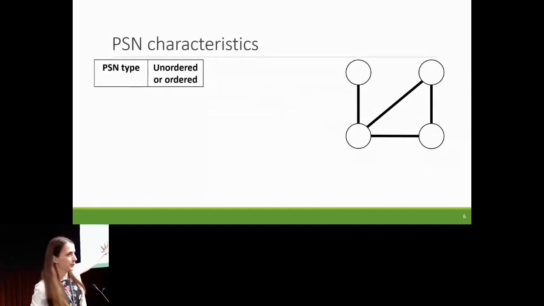So if this is my toy protein with 4 amino acids, and that's the network, PSNs can be ordered or unordered. Unordered simply means we ignore any order of amino acids in the sequence, meaning nodes have absolutely no order information. But if we account for a relative order of amino acids in the sequence, in this case we have 4 amino acids, so there will be just order of 1, 2, 3, 4, then our PSNs would be ordered.